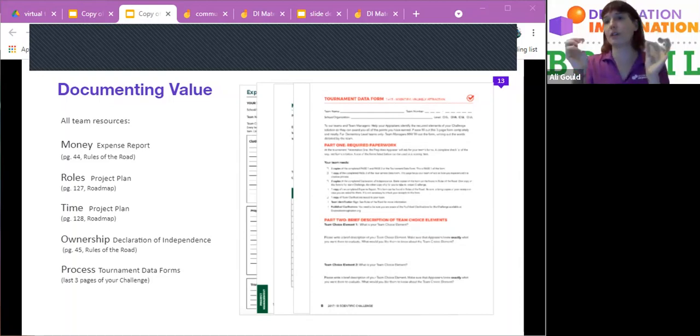So if you put a description of your team choice element and all you see is tools, that doesn't tell me who thought of the tool. It doesn't tell me what materials you used. It doesn't tell me how you built them. It doesn't tell me why they matter to you. It's important to always have them focus on the WH questions about all of these things.